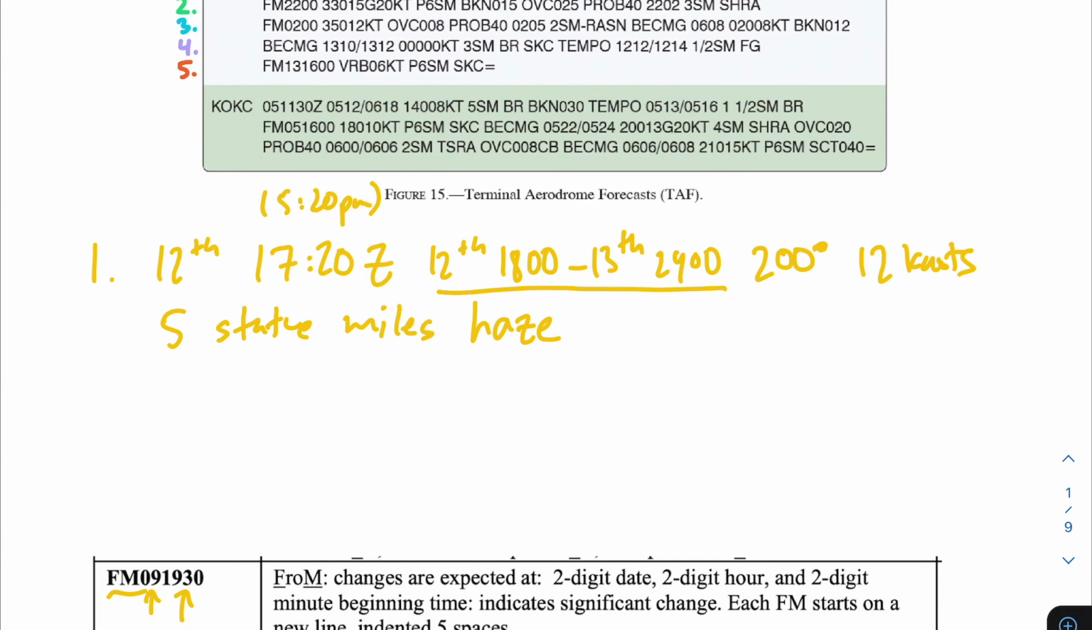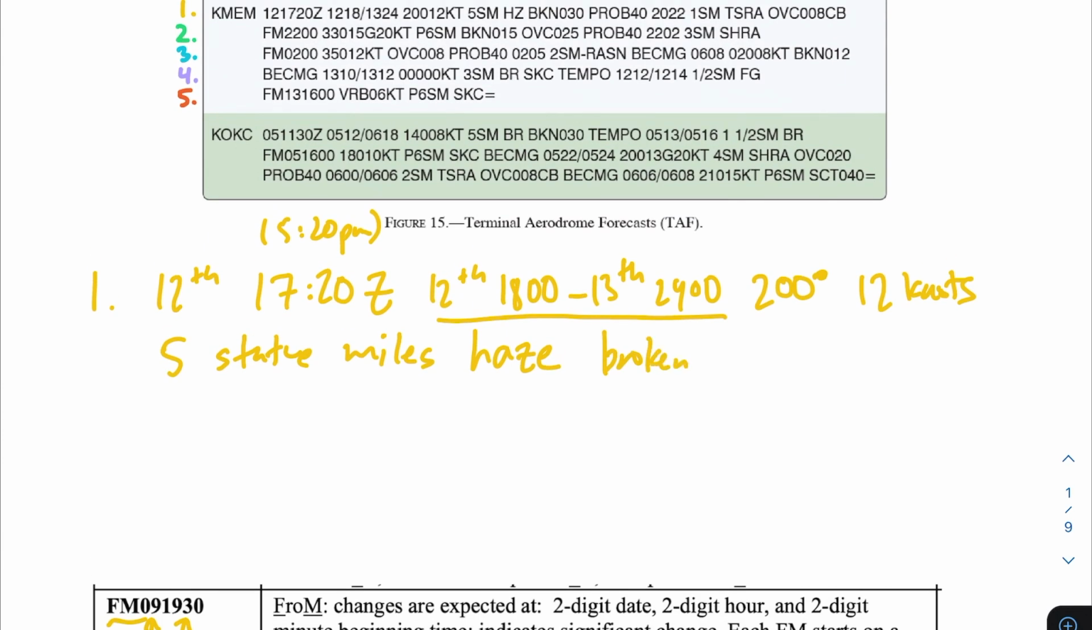And then let's see what's next. We have broken clouds. Broken clouds at about 3,000 feet. And then, okay, so now we have our first PROB, or there's a probability or chance of some sort of precipitation event. So it's saying there's a 40% chance.